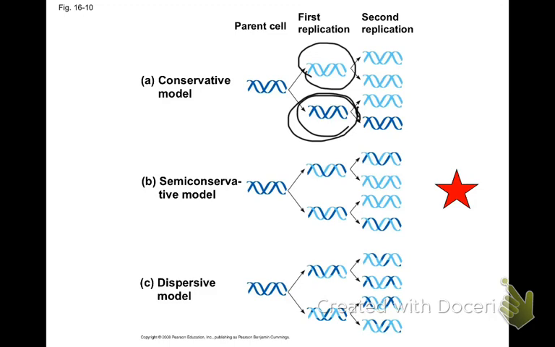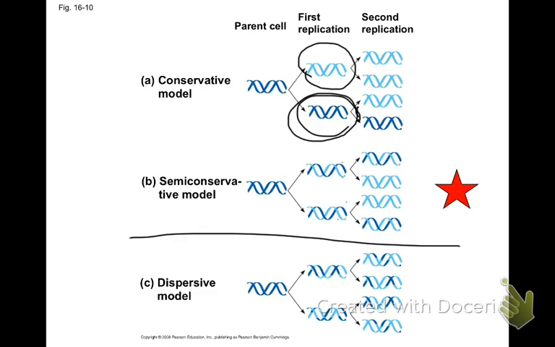Whereas in the semi-conservative model, half of it is conserved as the original parental strand and a new one is made in complement to it. So it opens up, and now you have one parental strand and one daughter strand, one parental strand and one daughter strand, and so on. This is the semi-conservative model.